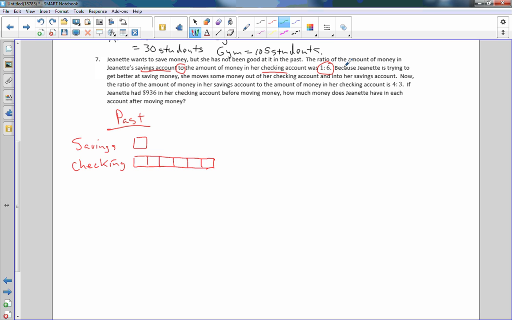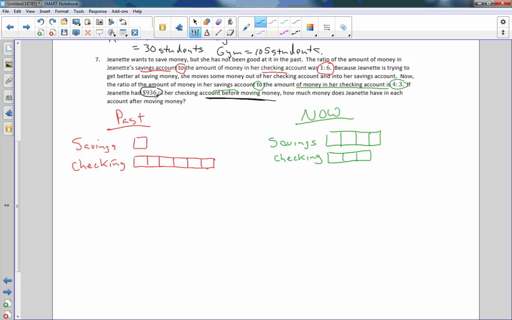Okay. Because Jeanette is trying to get better at saving money, she moves some money out of her checking account and into her savings account. Now, okay, after the transfer, the ratio of the money in her savings account to the amount of money in her checking account is 4:3. If Jeanette has $936 in her checking account before moving the money, so checking equals 936.